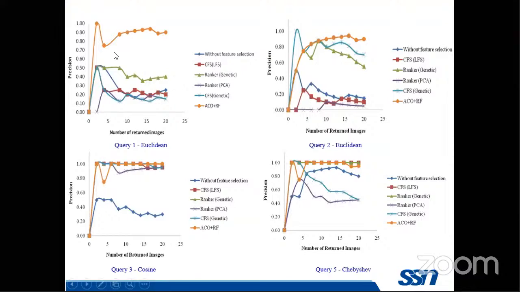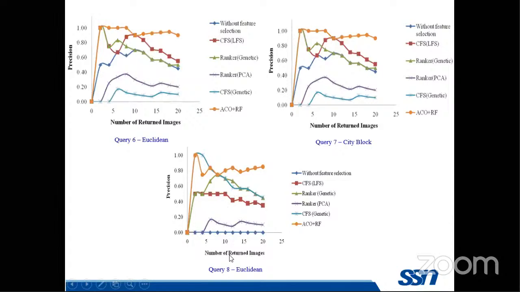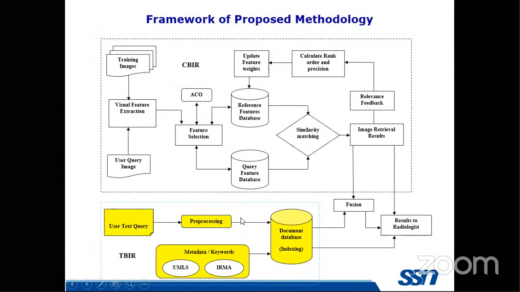Here you can observe, for query 1 using the Euclidean distance, I got the maximum performance in the case of ant colony optimization plus relevance feedback mechanism. But for the other cases, it's almost within the limit, less than 50%. Whereas the orange dotted line shows maximum performance for all the cases, from query 1 to query 8.